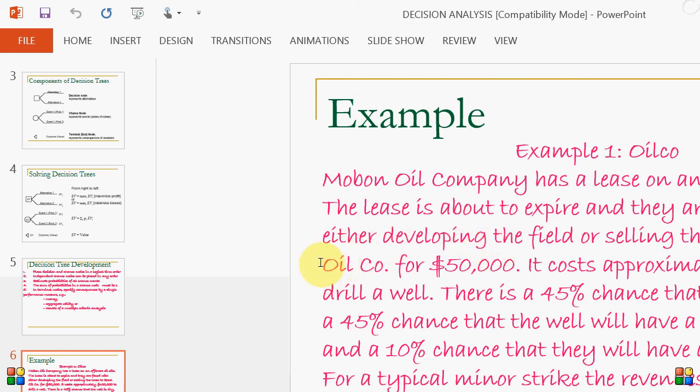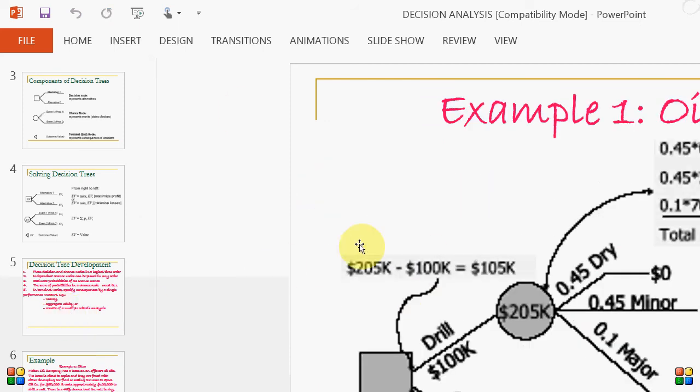For a typical minor strike, the revenues average $300,000. If the strike is major, then the revenues average $700,000. So what should the oil company do? And here we have the decision tree. They have a square, which means a decision of what to do and what not to do. In this case, it's either to drill themselves or sell the lease to Excel company for $50,000. If they drill it themselves, then again we have a chance node, and here we have the chance probabilities attached to it.